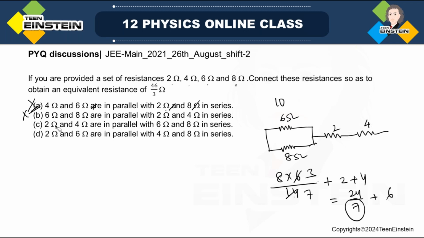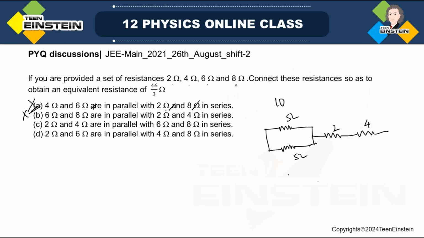Let us see with the third option. 2 and 4, this one, are in parallel. So 2 4 6, I think this may be the option. This is 14, right? So this may be the option. Yes, 46 by 3. So the third option will be the correct answer for this question.